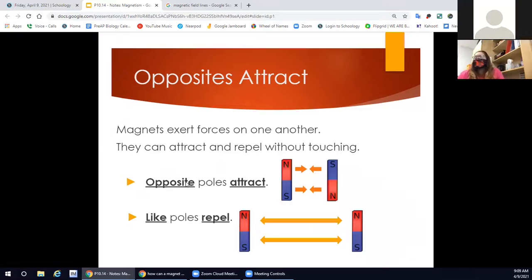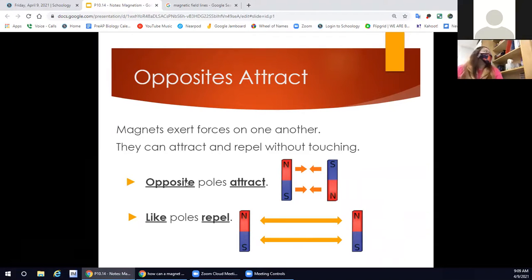And opposites attract, just like we've been talking about before with forces. Magnets do exert forces on each other. The opposite ends are going to attract each other. So the north's going to pull towards the south, and the south's going to pull towards the north. This is whenever you put 2 magnets close together and they slam shut.